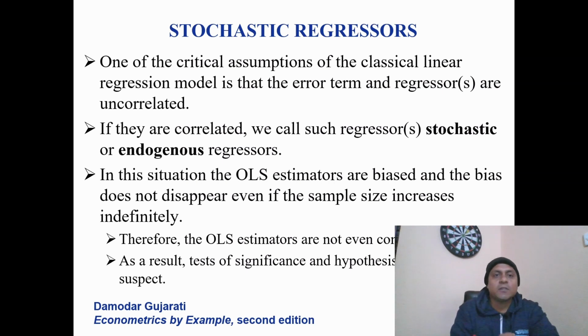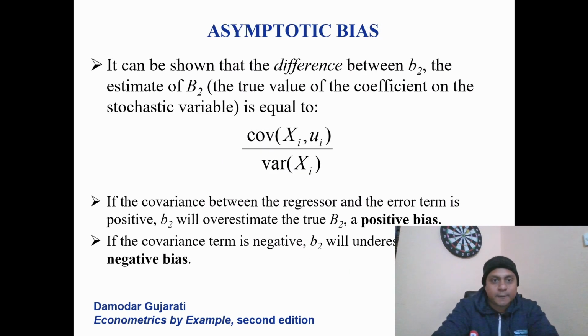In this situation, the OLS estimators are biased, and the bias does not disappear even if the sample size increases. In my opinion, a larger sample size will give you more accurate results, but if the regressors are correlated with the error term, that gives you biased results in the model that you are analysing. So always remember that your error term and the regressors should be uncorrelated.